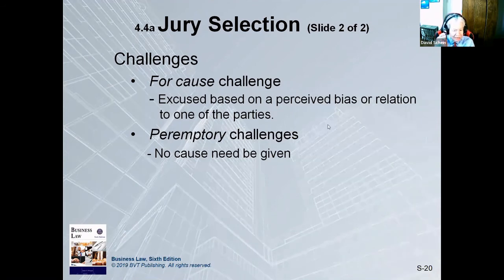By the way, when I did do trial work, I found that it's very hard to get the judge to take people off the jury panel for cause. So the judges don't like to do it, and they're like, "Well, you got peremptory challenges. Use those peremptory challenges. Don't look to me to bail you out."